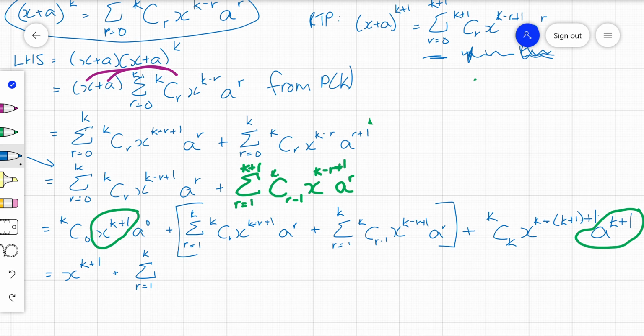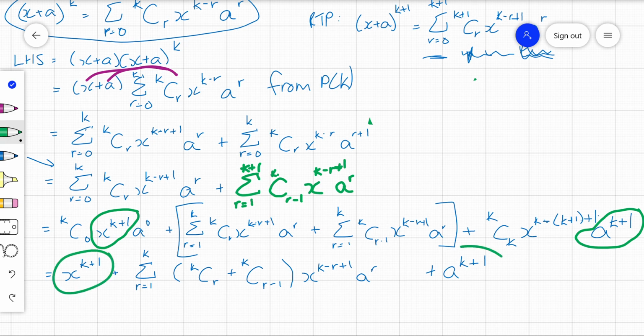All right, well, excellent. So what I can do is factorize. So k choose r and k choose r minus 1, but they both have x to the k minus r plus 1, and they both have a to the r. So I'll put all that together. And then, of course, I have that last term, which is a to the k plus 1. So remember, these are just my two outside terms here. All right, is it looking a bit like what we are heading towards?